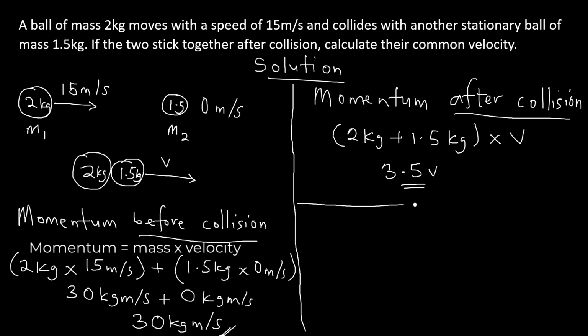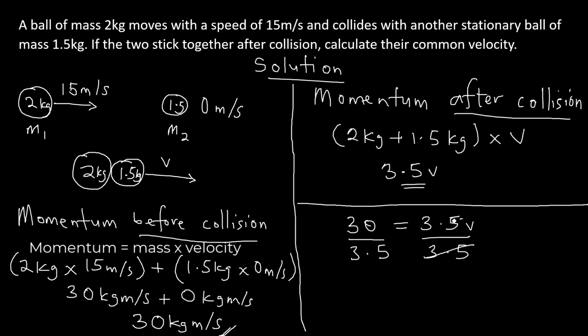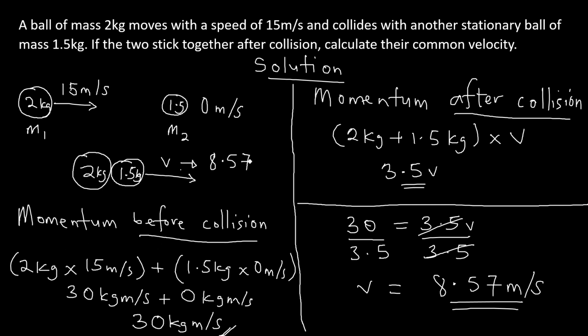And in order to solve for V, we have to divide by 3.5. So in dividing by 3.5, we have V to be 30 divided by 3.5. And that gives us 8.57 meters per second. So this is the value for V, the common velocity of the two objects after they collided.